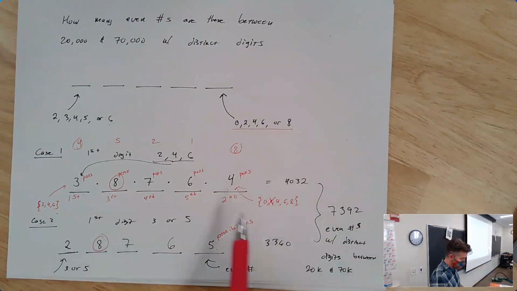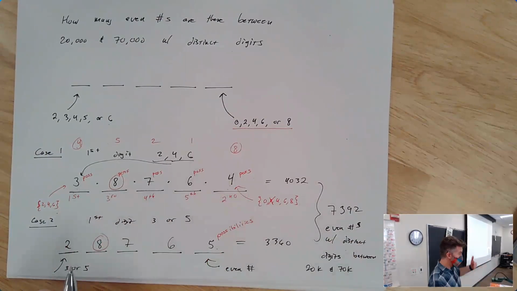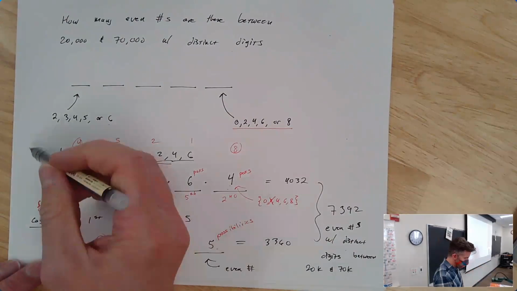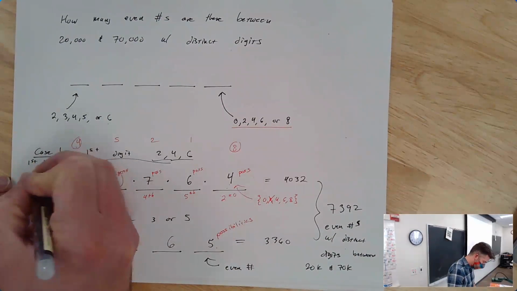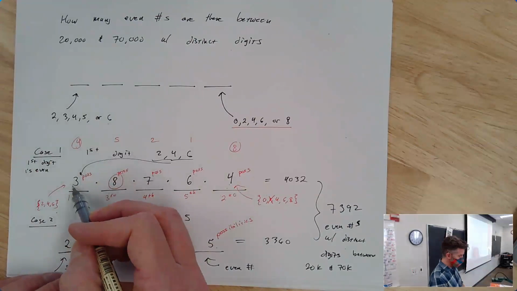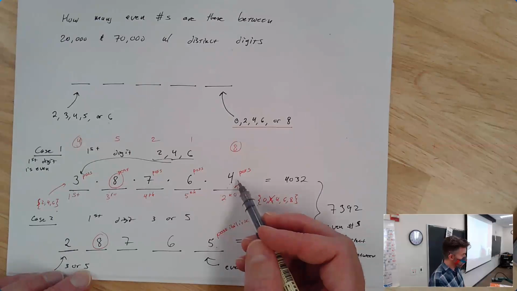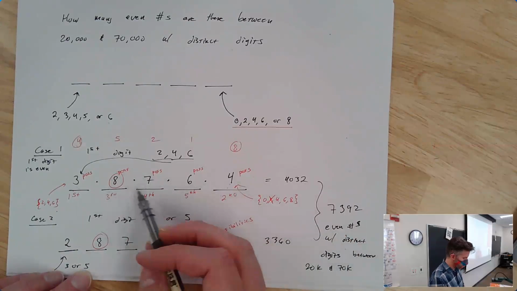So I want to be very clear though, right? These numbers here don't represent the number we picked. They represent the number of choices we have. So there are 3 choices. So in case 1, where the first digit is even, there are 3 choices for the first digit, 4 choices for the last digit, and then 8 choices, then 7 choices, then 6 choices for digits 2, 3, and 4.